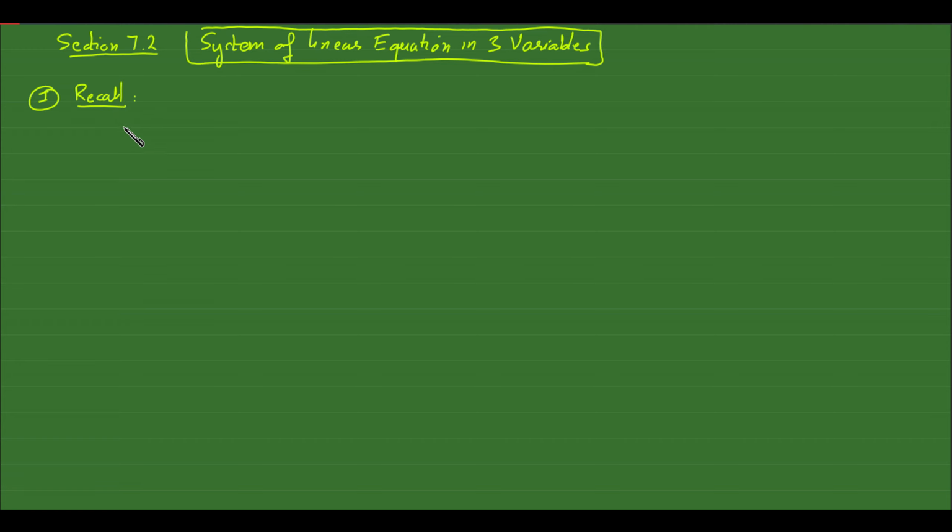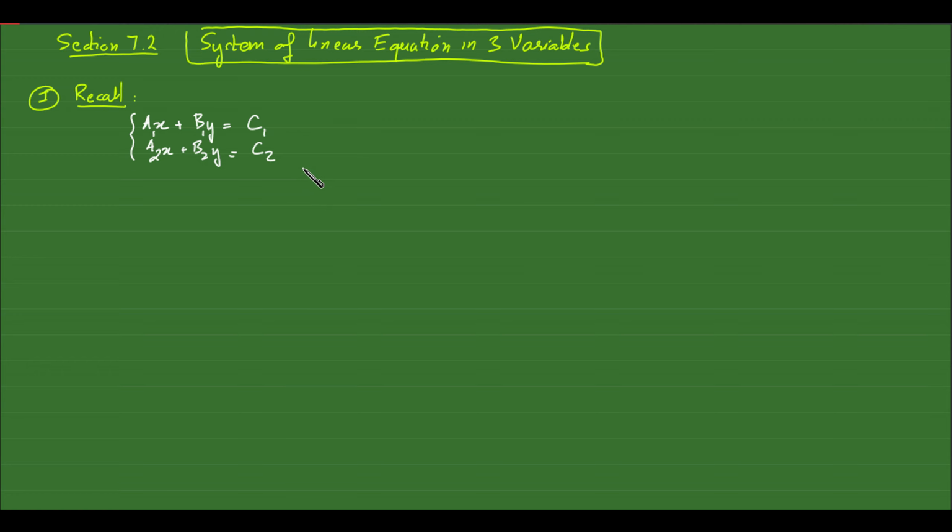And the standard form of a system of linear equations in 2 variables will be something like this. Right? Hopefully you guys still remember a1x plus b1y equals c1, and we combine it with another linear equation in standard form, a2x plus b2y equals c2. We combine these two, then we have a system of linear equations in 2 variables.